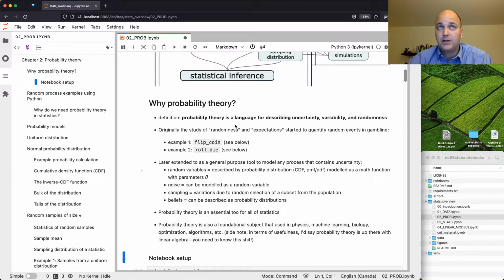Okay, so in general, probability is a way to describe uncertainty, variability, and randomness. So it's a very general purpose tool. We're going to give examples with a coin flip and rolling a die, so basic random events. Not because they're super important, but just to get a feel. If you've never seen random variables before, it's good to see them in something really simple. And in fact, this is historically how probability got started.